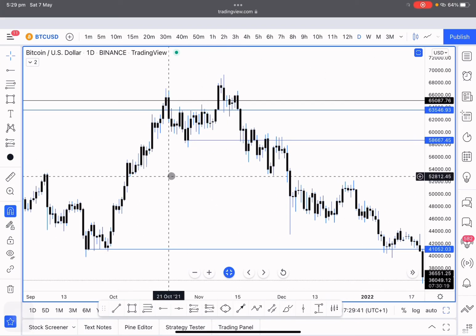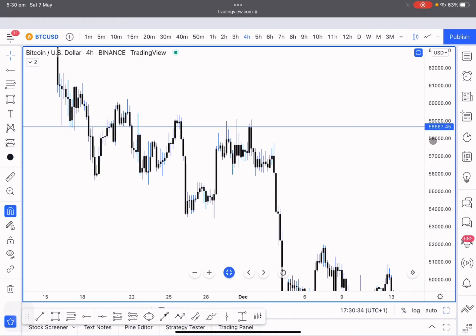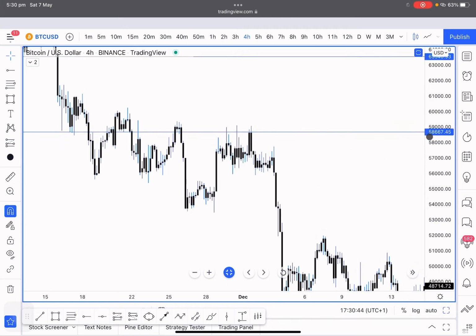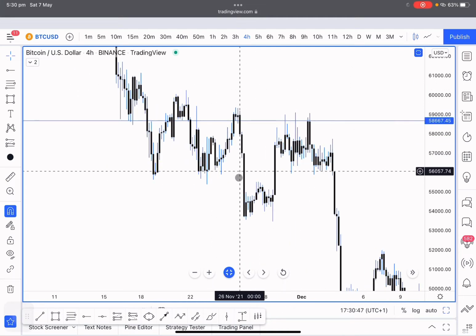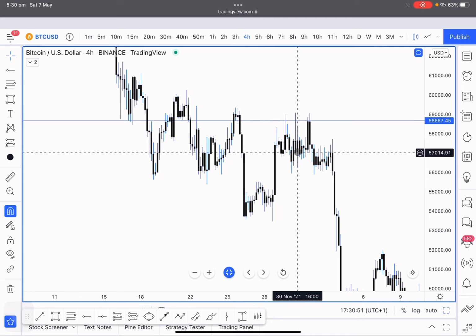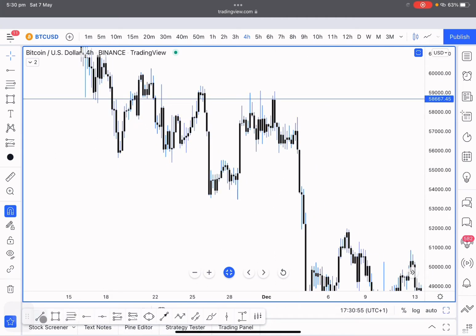Once I plot my daily areas, I go straight down to the 4 hour. On the 4 hour is basically where I try to find my last confirmation before entering a trade. Now I know this line is the daily and the black line is my weekly. I know the price broke down, came back, retested that daily, rejected with a bearish engulfing, and then look what happened here.